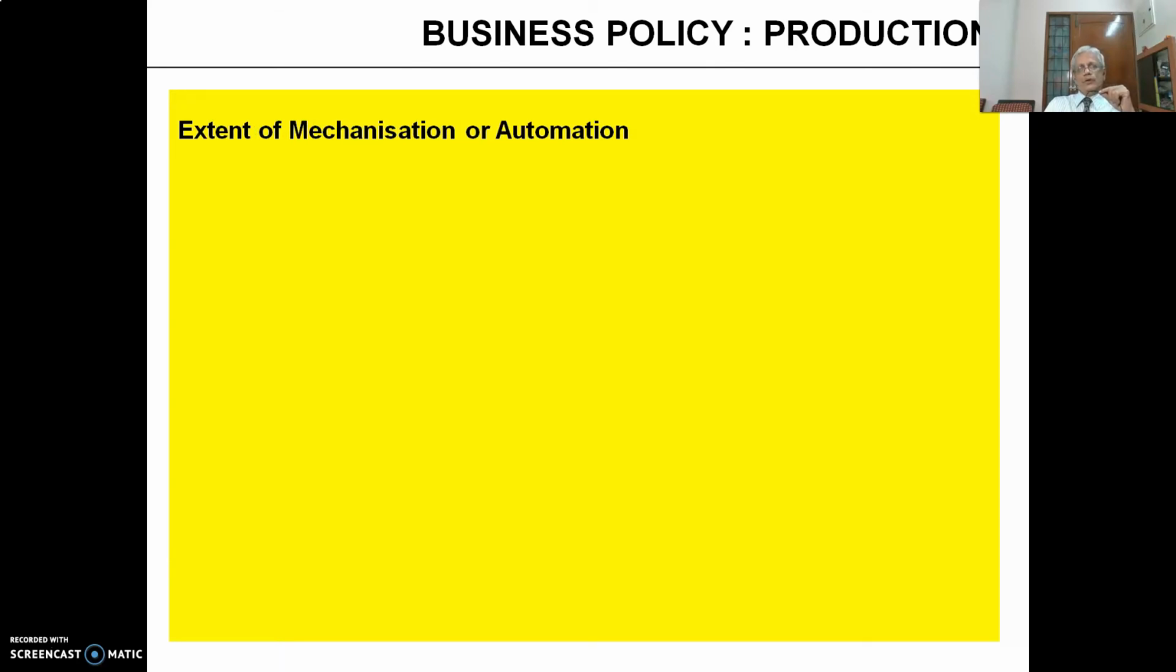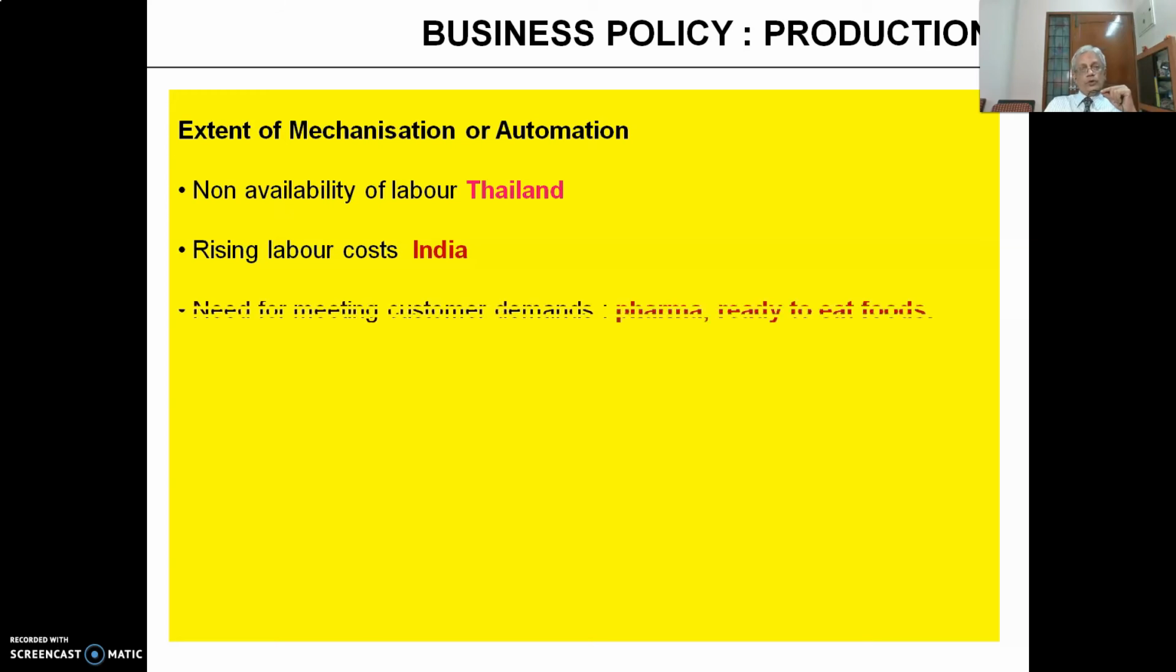So what are the guiding policies? Let us see. Non-availability of labor. If you take countries like Thailand, the technical labor availability is very poor. So normally they go for highly automated plants. Even in India today we are seeing the labor costs going up. So more and more Indian automobile companies are going for totally automated robotic plants.